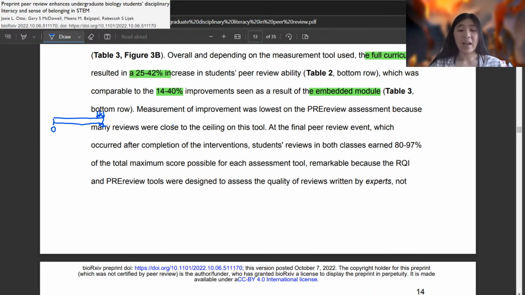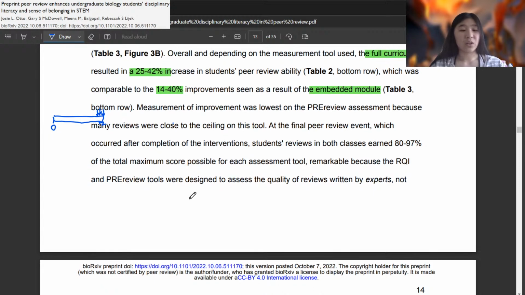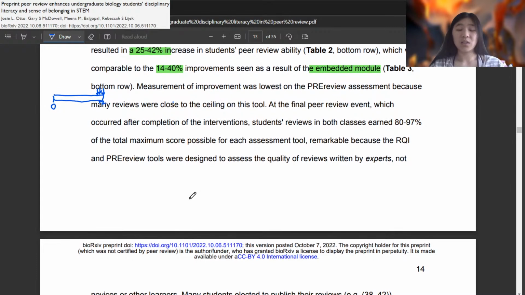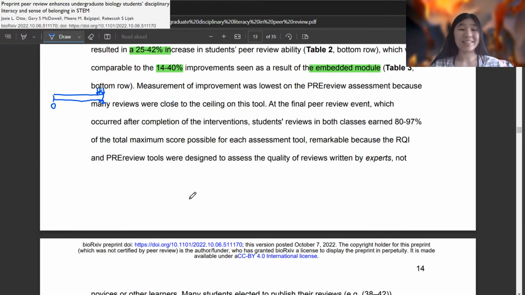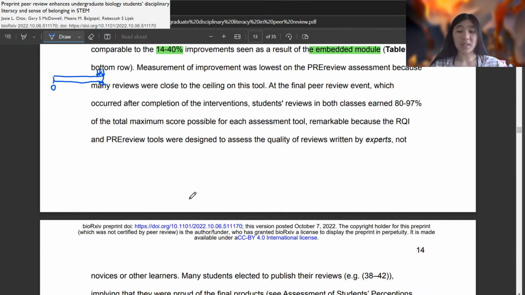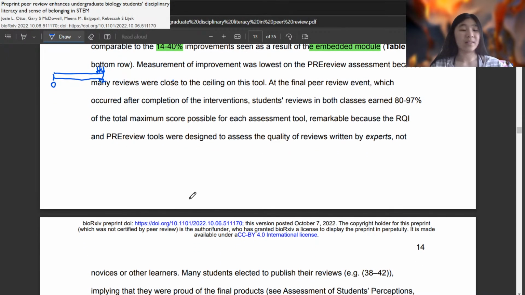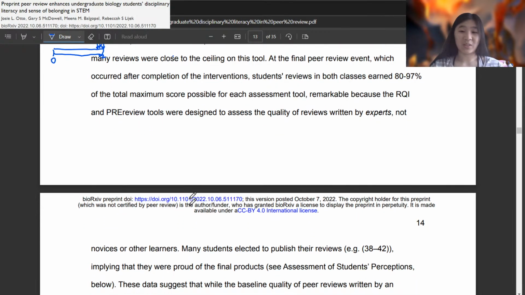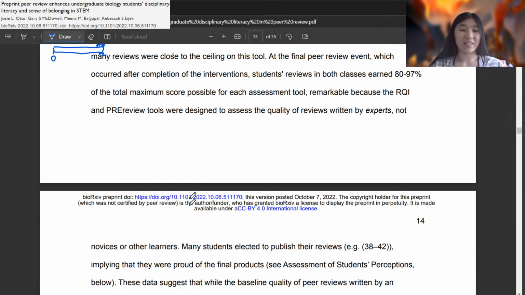At the final peer review event, which occurred after the completion of the interventions, students' reviews in both classes earned 80 to 97% of the total maximum score possible for each assessment tool. Remarkable because the RQI and pre-review tools were designed to assess the quality of reviews written by experts, not novices or other learners. So that's another really good sign. They're scoring 80 to 97% compared to experts.